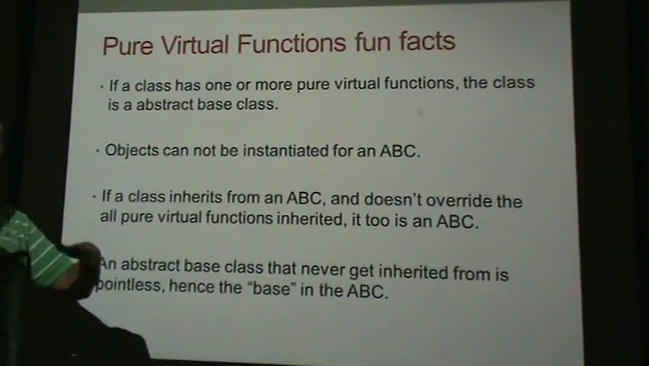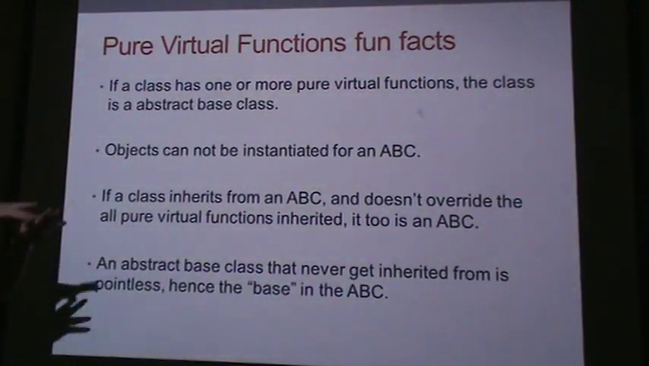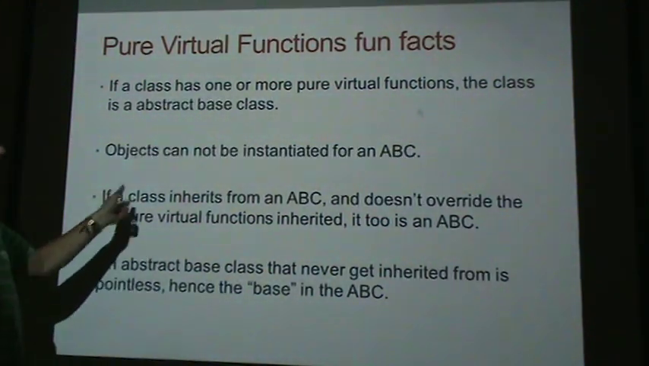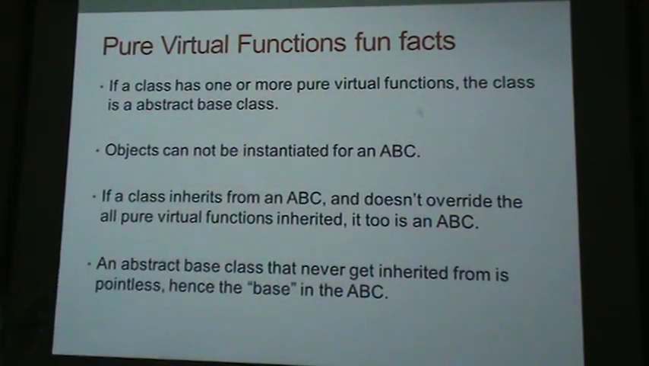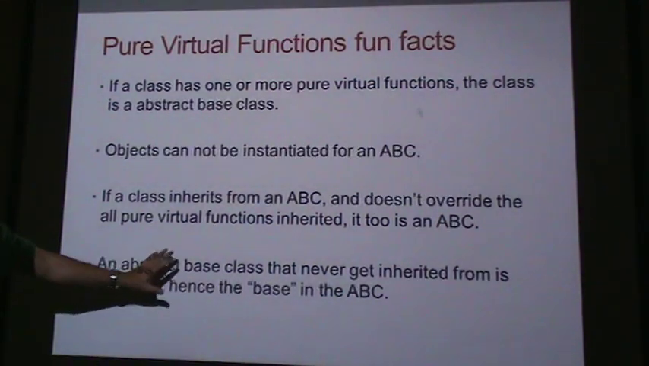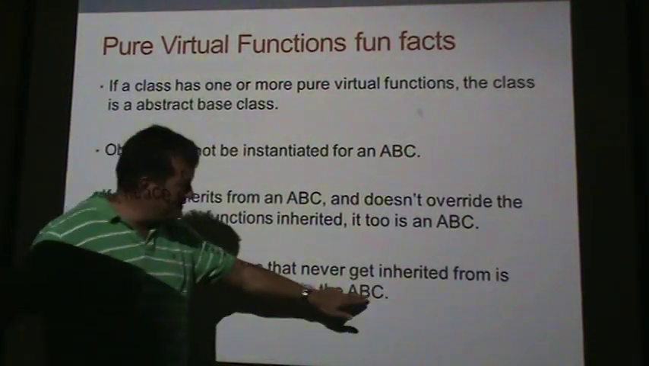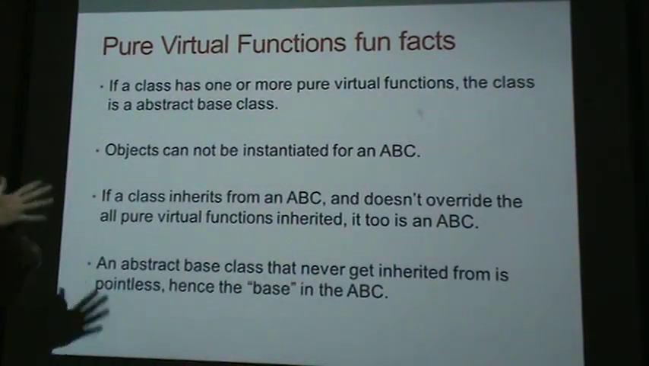Right? An abstract class can never create anything. And if you created an abstract base class by throwing in at least one pure virtual function, and nobody ever came along and inherited from you, then what's the point? Nobody's getting any use out of it. So an abstract class takes on the name abstract base class, implying it's supposed to be inherited from.